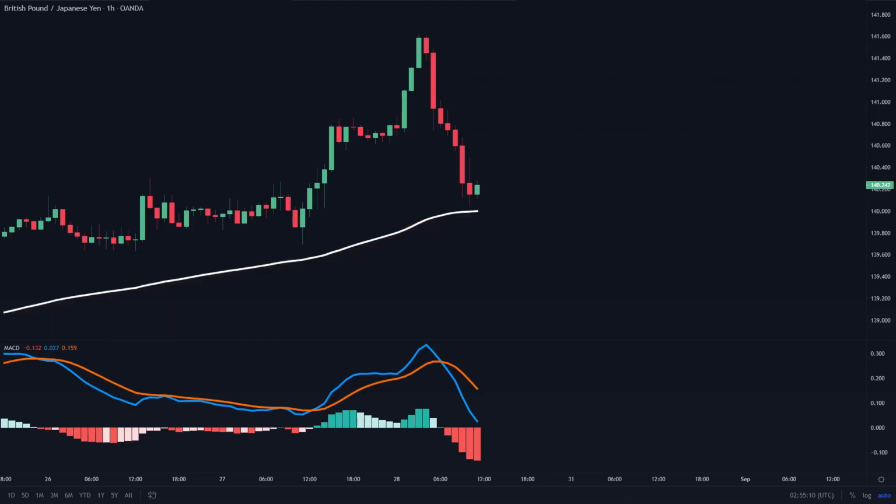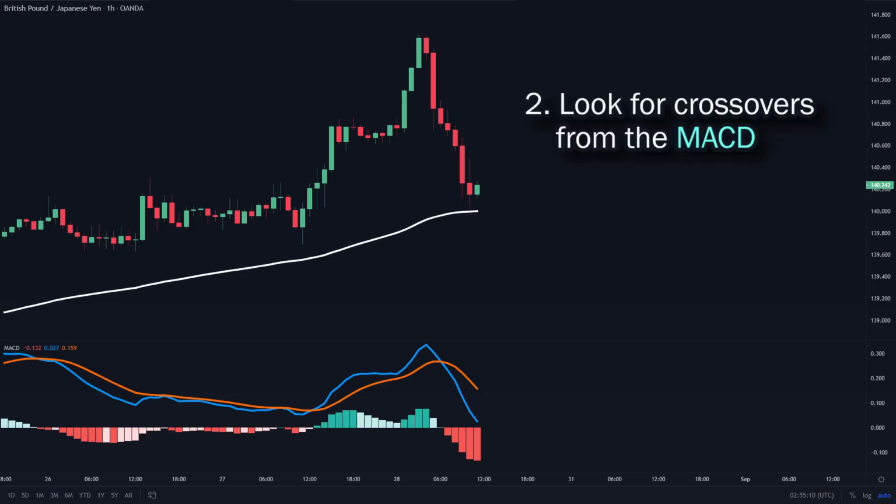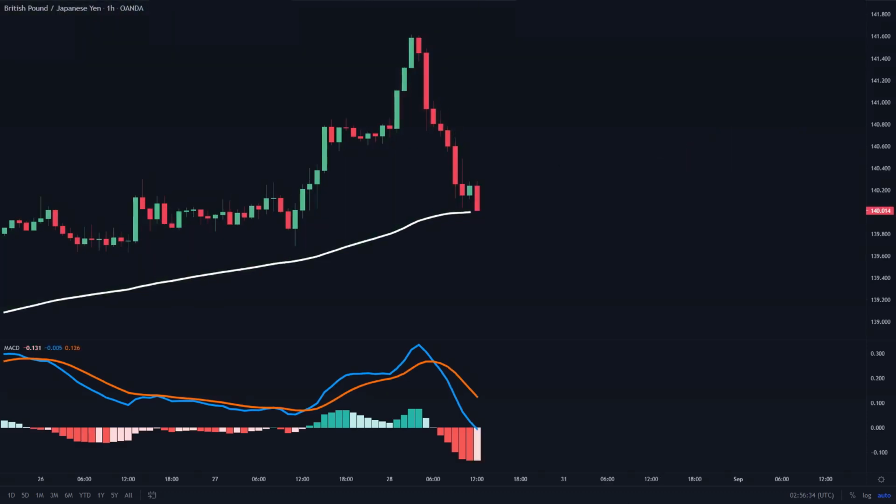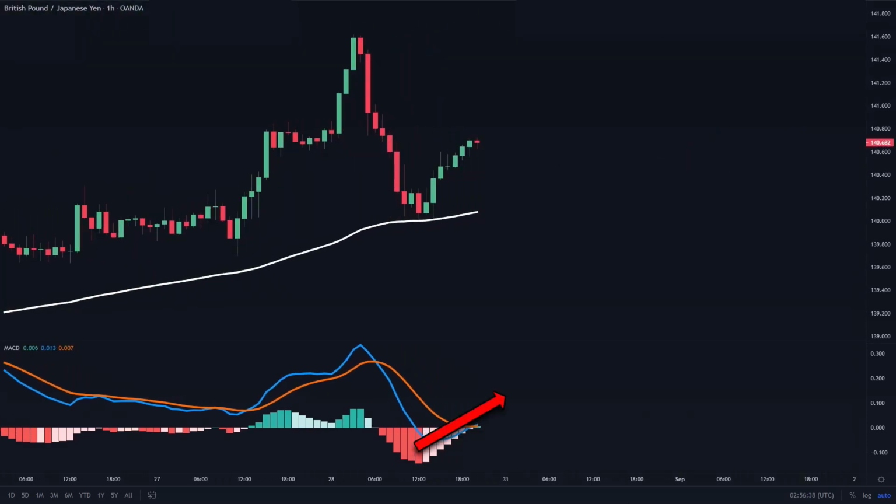Once you identified the trend, the next step is to look for crossovers on the MACD that show the same signal as the long-term trend. For example, if the long-term trend is up, meaning we only take signals when the MACD crosses over upwards, that's where you want to take a long position.